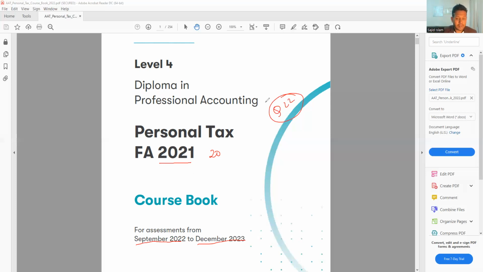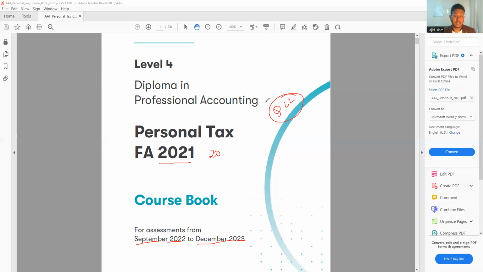Okay, so let's talk about our Finance Act 2021 for personal tax. Now, this is one of the level 4 papers, and of course, it is all about personal tax. Personal tax covers individual tax. So when you have a taxable person, this taxable person has to pay different sorts of tax, for example, income tax, employment tax, capital gains tax, inheritance tax. All of these things will be covered in personal tax.